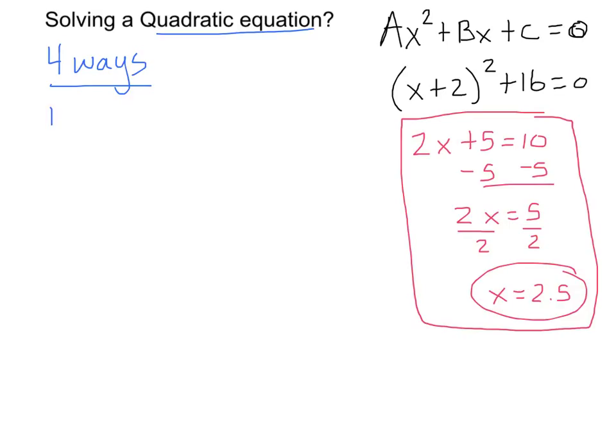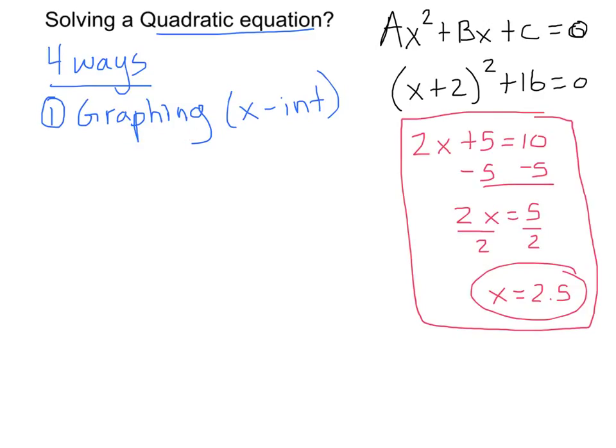Now, the first way you've already learned. It's by graphing. So when you solve a quadratic equation by graphing, you're looking for the zeros of the function, or the x-intercepts. Okay, so the solution to a quadratic equation, when you're solving it by graphing, is where the graph touches the x-axis.